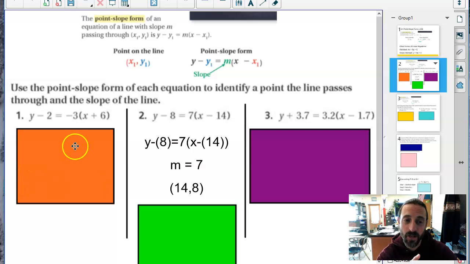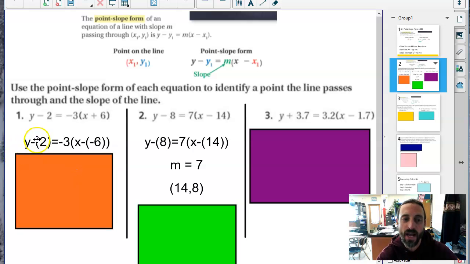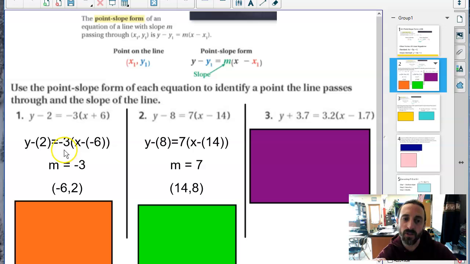Now notice how it's different in this example. Again, I want to rewrite my equation just to make it really clear that I'm always subtracting. So it's y minus positive 2 equals negative 3 times x minus negative 6. And here's why it looks backwards. When you look at this equation, what we're really doing is subtracting a negative 6, which is why it looks positive. So now when you answer the question, what is the slope? Well, the slope is still the value in front of the parentheses, negative 3. But now I know that the x1 is negative 6 and the y1 is positive 2.